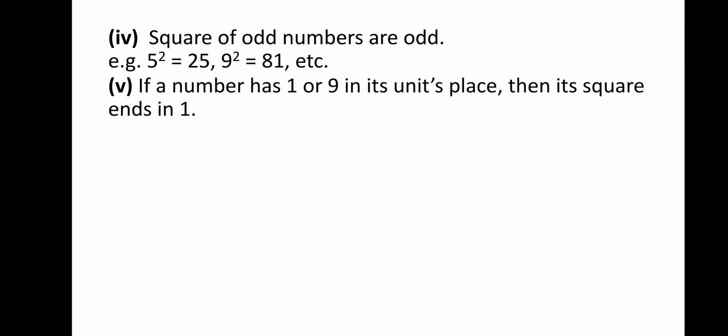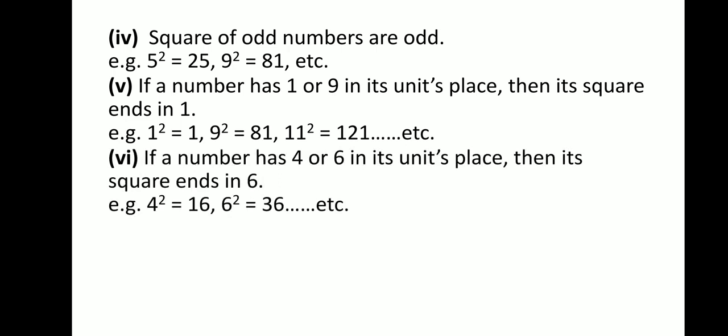Coming to the fifth property, if a number has 1 or 9 in its units place, then its square ends in 1. For example, 1 square is equal to 1, 9 square is equal to 81, 11 square is equal to 121, etc. Coming to the next property, if a number has 4 or 6 in its units place, then its square ends in 6. For example, 4 square is equal to 16, 6 square is equal to 36.